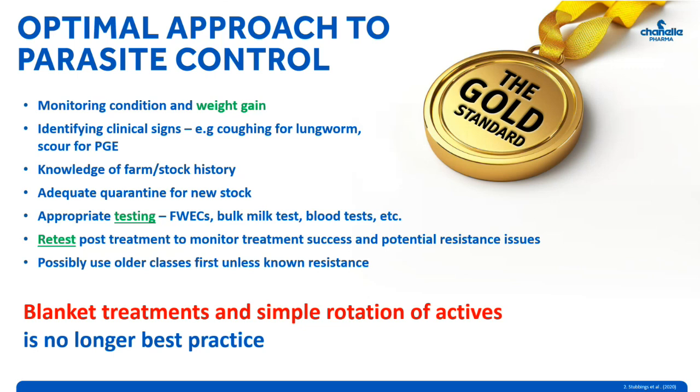Possibly use older classes of antiparasitics before newer classes for specific infections where you know there is sensitivity to these actives. For example, nematodirus in lambs is still sensitive to whitewormers, so it's sensible to use these products before some of the newer products such as macrocyclic lactones, for example.